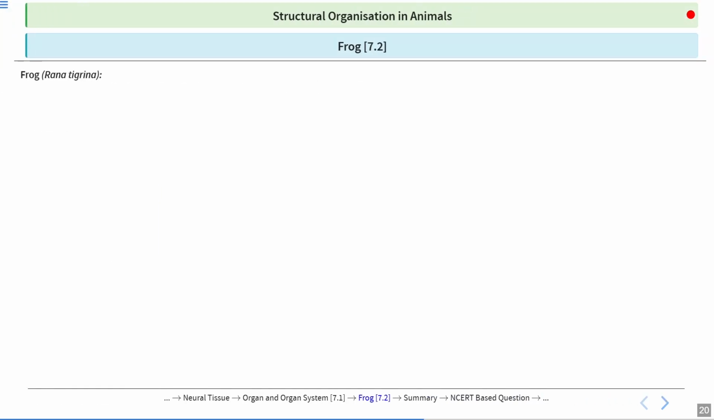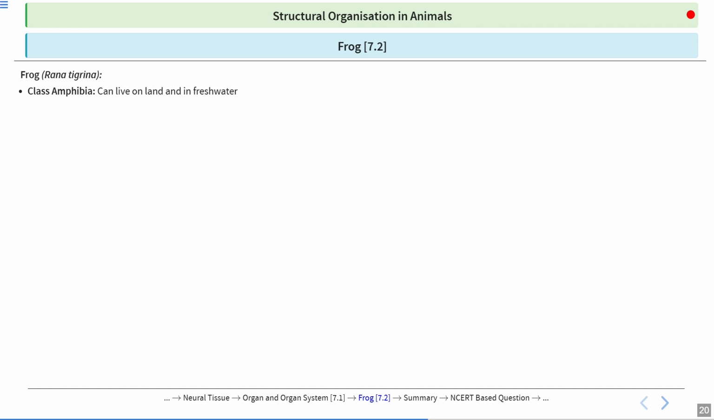Now we will talk about the frog, another section, and today we are going to study the morphology, only external morphology, like how the frog looks, right? So the frog is commonly called Rana tigrina. This is the scientific name, not the common name. Its scientific name is Rana tigrina. They belong to the class Amphibia.